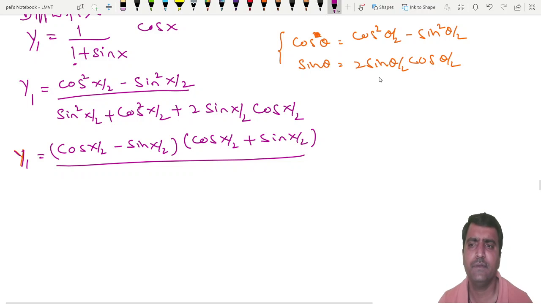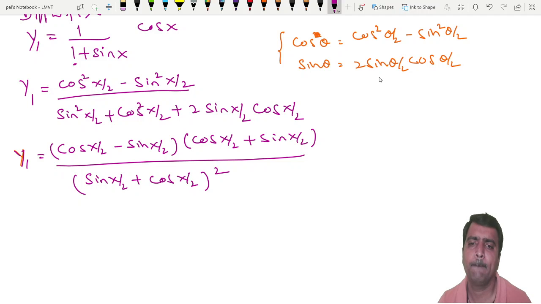That a square plus b square plus 2ab can be written as a plus b whole square, that is sin x by 2 plus cos x by 2 whole square. So in numerator we have sin x by 2 plus cos x by 2. So you cancel one of this. Remaining is cos x by 2 minus sin x by 2.